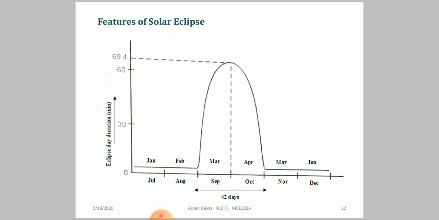Why am I showing March, April, and September, October? Because you consider that the maximum equinox positions are the 23rd March or 23rd September, so it will be around them, and that's why I am showing the total duration. So it will be totally 42 days. That's why please remember, sometimes the questions may ask why it will be 21 days, but it's not 21 days, it is actually 42 days.